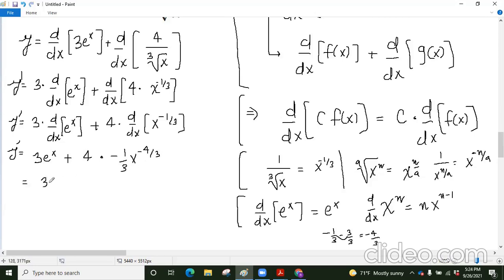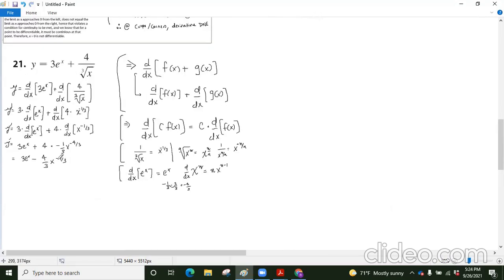And then this would just be 3e to the x. This minus sign is going to be pulled out: minus 4/3 x to the negative 4/3. And then that's your final answer for this particular question.